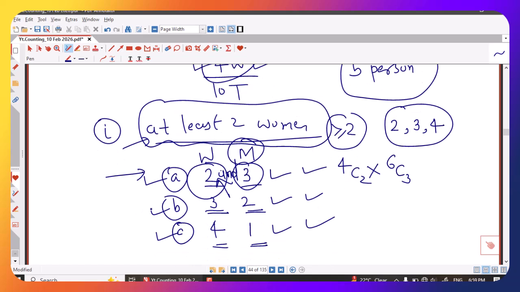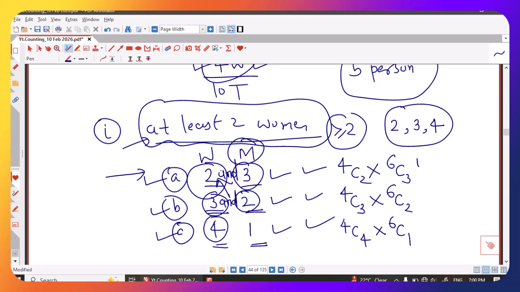Similarly, in part B we have 3 women, there are a total of 4 women, so we can select 3 women out of 4 women in 4C3 ways, and 2 men can be selected out of 6 men in 6C2 ways. And here also, because we require a committee of 5 persons, we must select 3 women and 2 men. And similarly in the last case, there are 4 women, so that we can select in 4C4 ways, and 1 man, so that we can select in 6C1 ways.